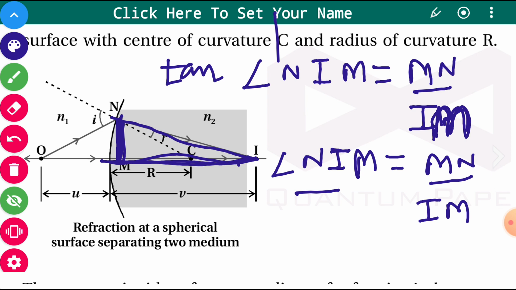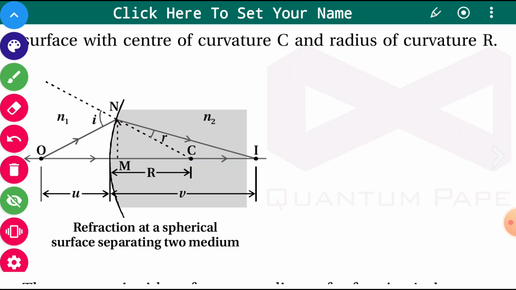Now we move further. Now we will take the triangle NOC. Try to understand this triangle NOC. This triangle I am taking. Then this angle I becomes the exterior angle, and as you know, the exterior angle is equal to the sum of interior opposite angles.